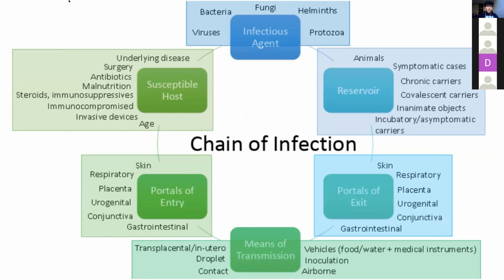Okay, so this is a chain of infection. Basically, in order for an infection to occur, this has to happen. This is just the pathway that it goes through. All right, let's go on to the next one.